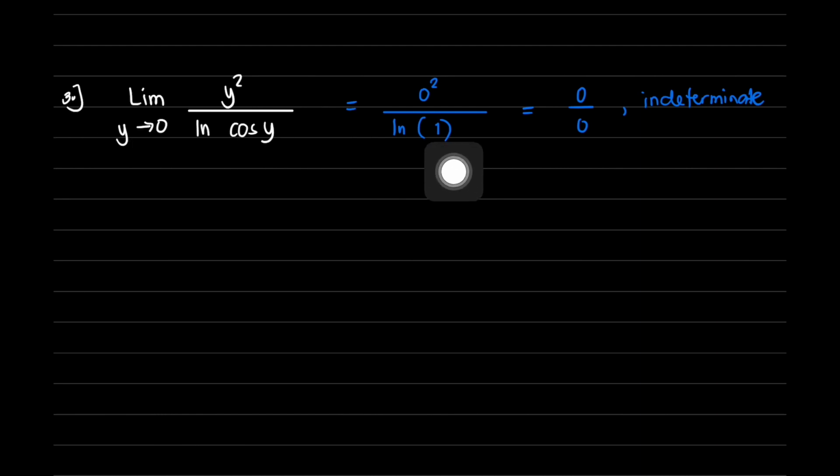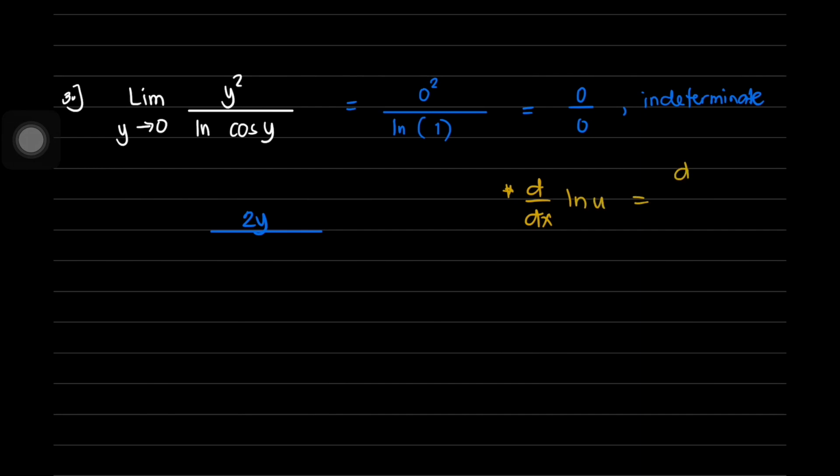And since the result is an indeterminate form, then we can use L'Hopital's rule to solve for this one. So this is now equal to the derivative of y squared, that is equal to 2y, all over the derivative of the natural logarithm of cosine y. So if we're going to recall, the derivative with respect to x of ln of u is equal to du over dx all over u.